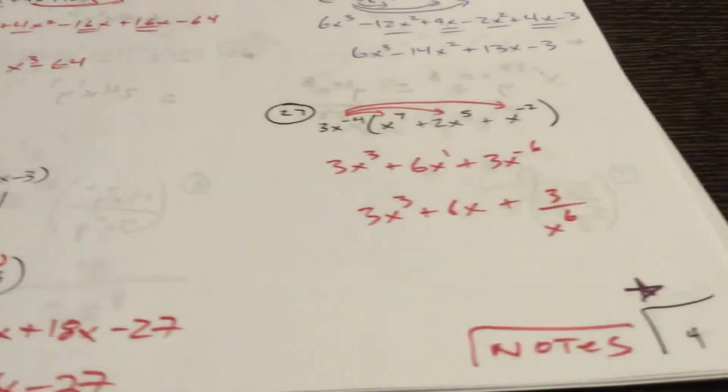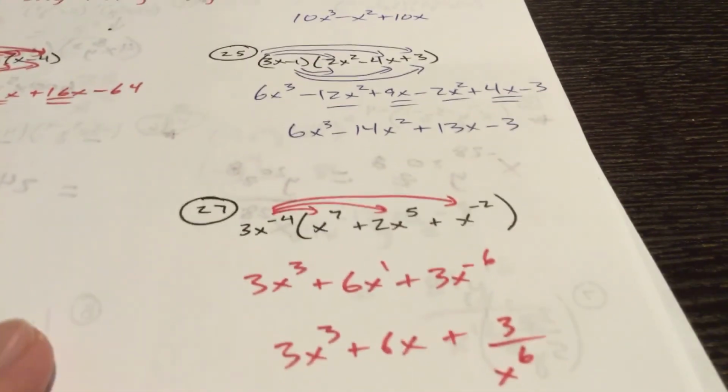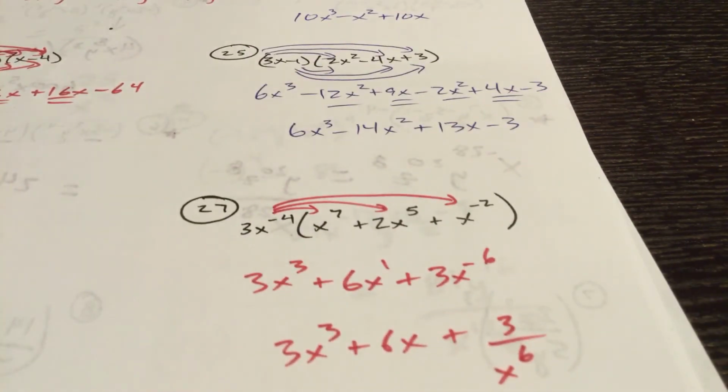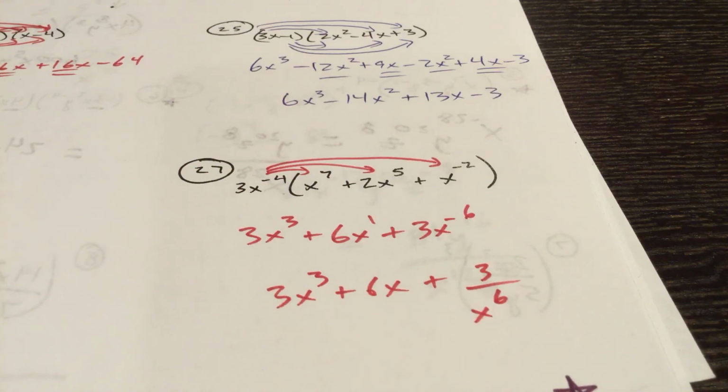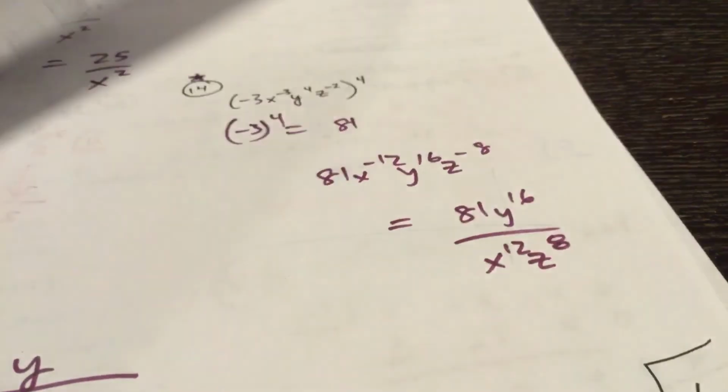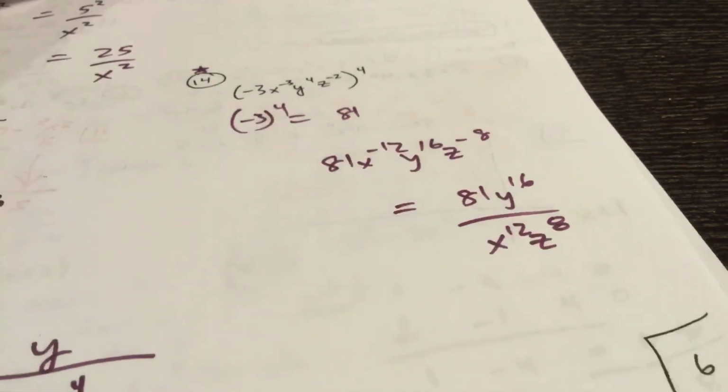Moving on to 27. Add the exponents. 3x to the third plus 6x to the first plus 3x to the negative 6. X to the first is just x. X to the negative 6 would give me x to the 6th down south. Now we shall, so those served as notes.